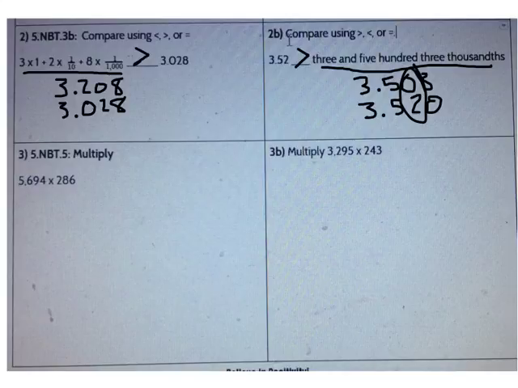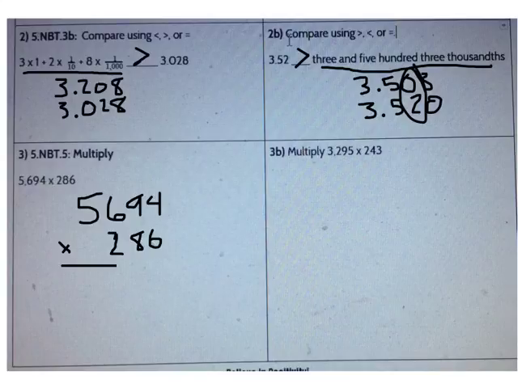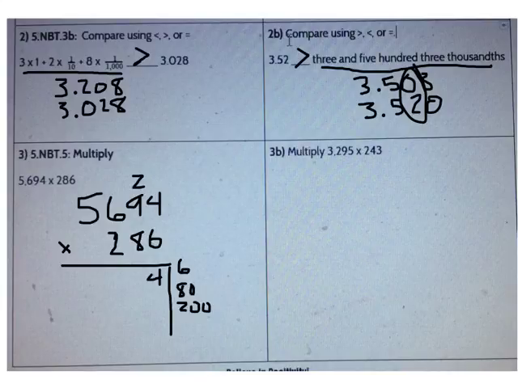We also did some three-digit multiplication. Remember, when I multiply 5,694 times 286, I'm multiplying by 6, by 80, and by 200. Let's start by multiplying everything by 6. What's 6 times 4? It's 24. What's 6 times 9? It's 54, plus 2 more is 56. What's 6 times 6? It's 36, plus 5 more is 41. What's 6 times 5? It's 30, plus 4 more is 34. Now I'm done with my 6.